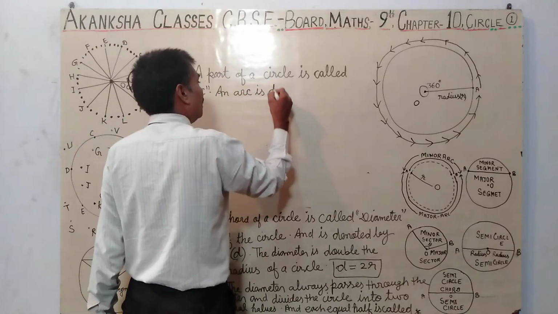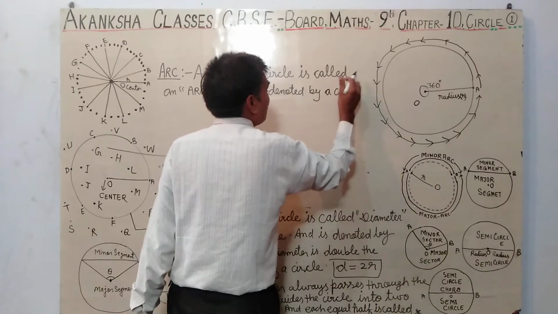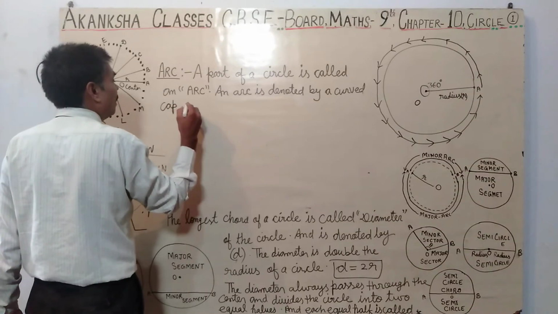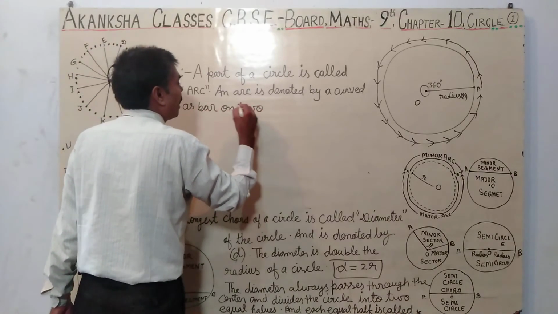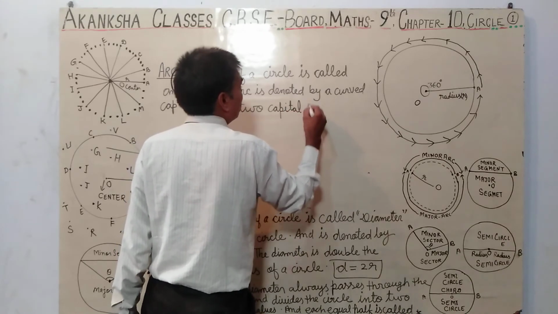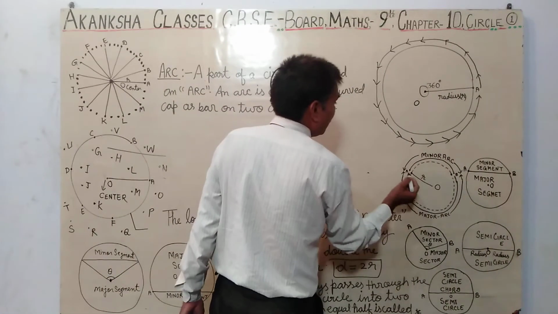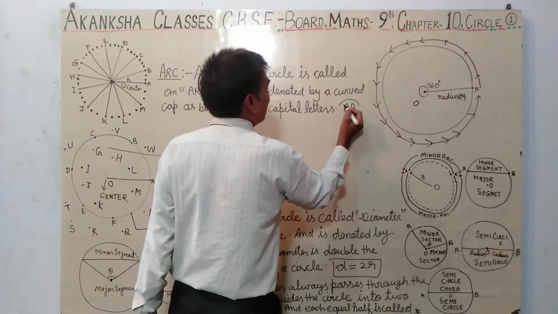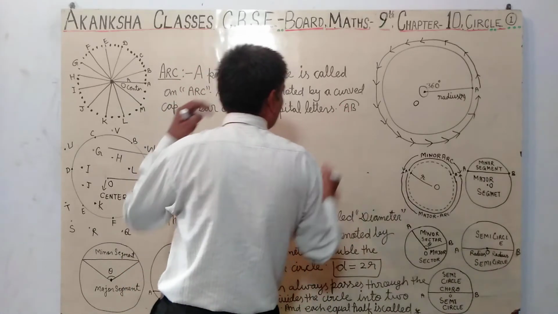For example, here AB is the arc. Here the curve cap represents an arc, and we read it as arc AB.